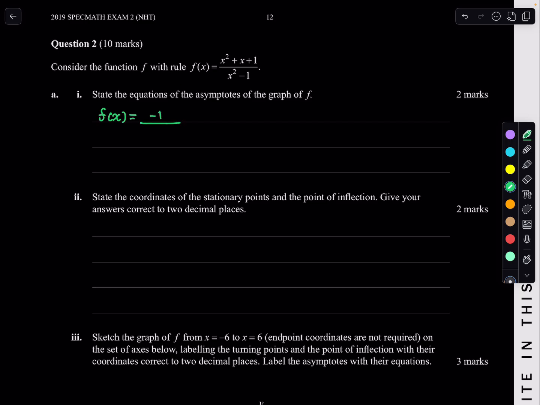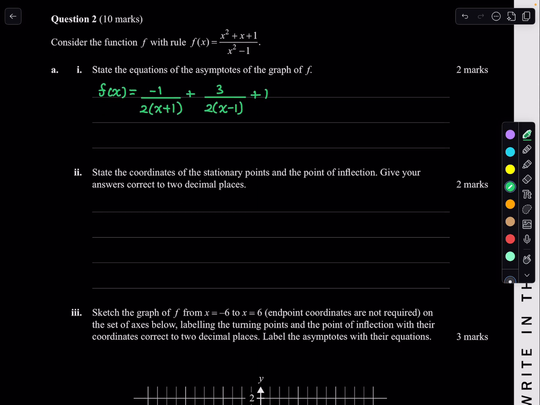So negative 1 over 2x plus 1, plus 3 over 2x minus 1, and plus 1. Done. So of course the asymptotes are what? Well, there's y equals 1. So y equals 1 asymptote. And we also have these ones here, which is x equals negative 1 and x equals positive 1. These are your asymptotes. Really nice question.